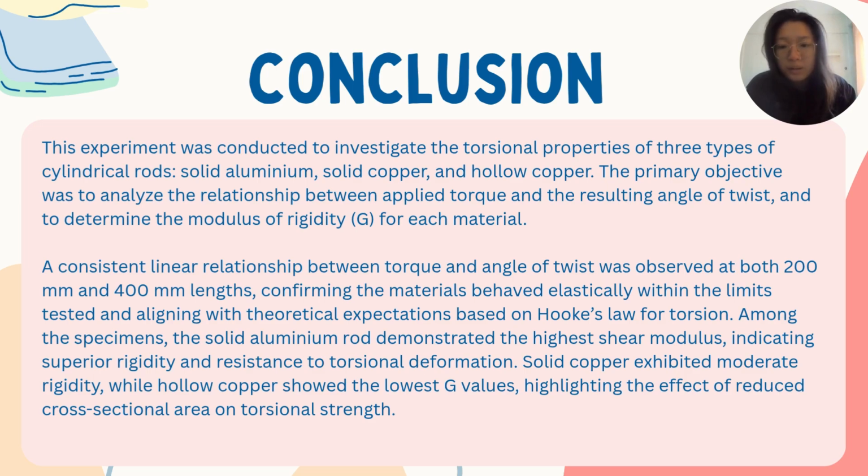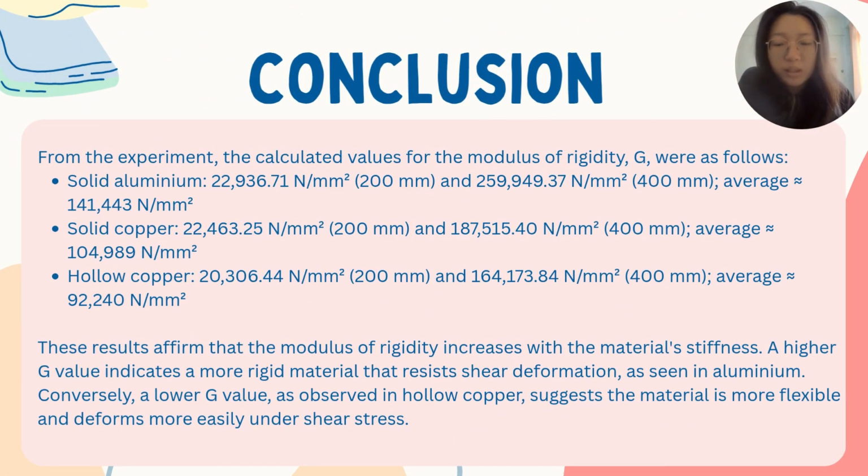Solid copper exhibited moderate rigidity, while the hollow copper showed the lowest G values, highlighting the effect of reduced cross-sectional area on torsional strength. From the experiment, the calculated value for the modulus of rigidity G was as follows. For solid aluminium, we can see the average is 141,443 Newton per millimeter square.